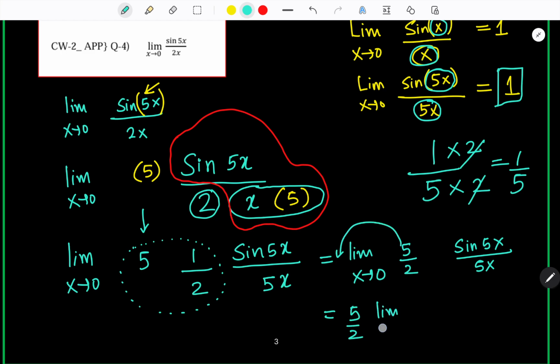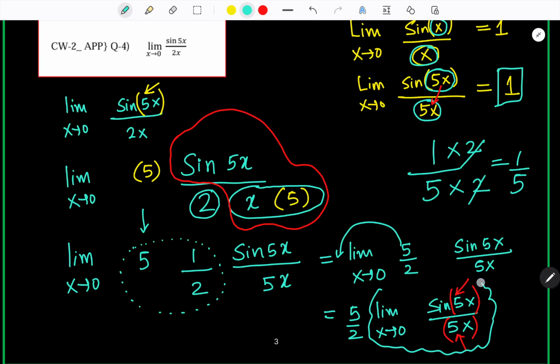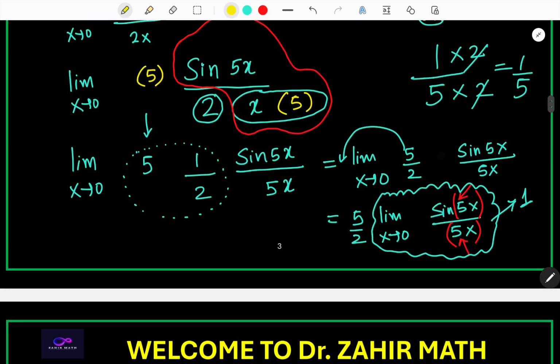Then limit x goes to 0, sine 5x over 5x. Look again carefully. What is your angle? 5x. What is your value here? 5x. Same. If this is the situation, then what is the value of limit x tends to 0 sine 5x over 5x? This value is equal to 1. So therefore, this is equal to 5 over 2. Clear?